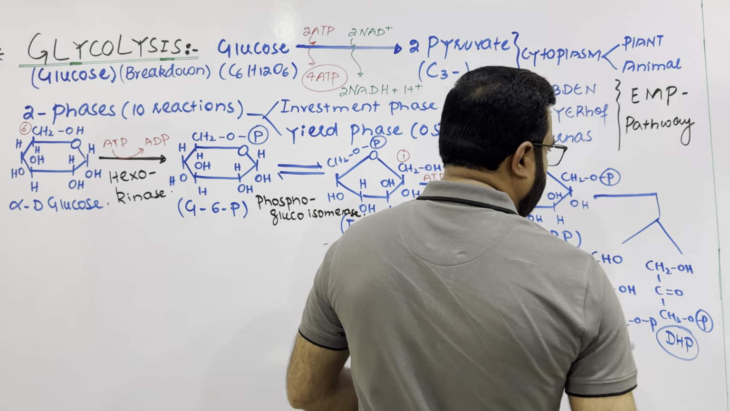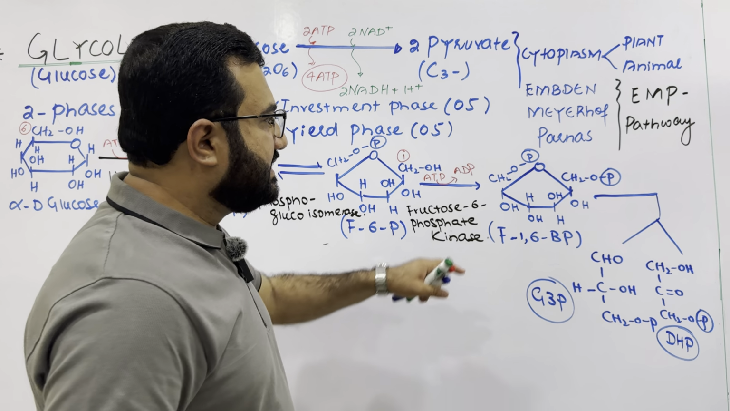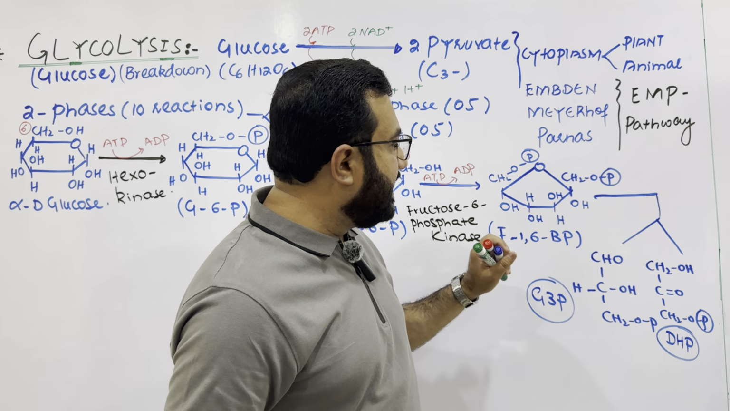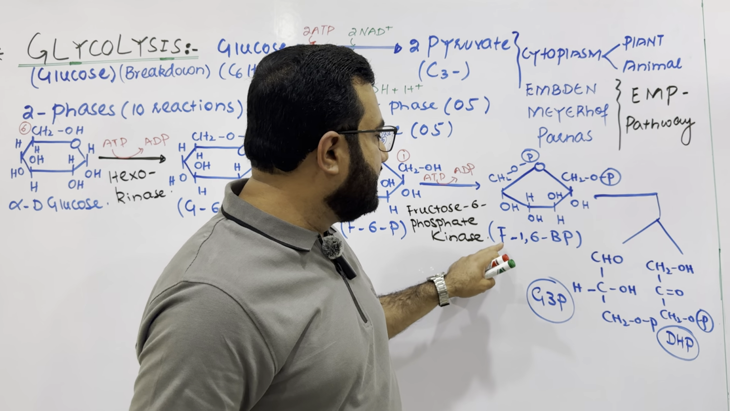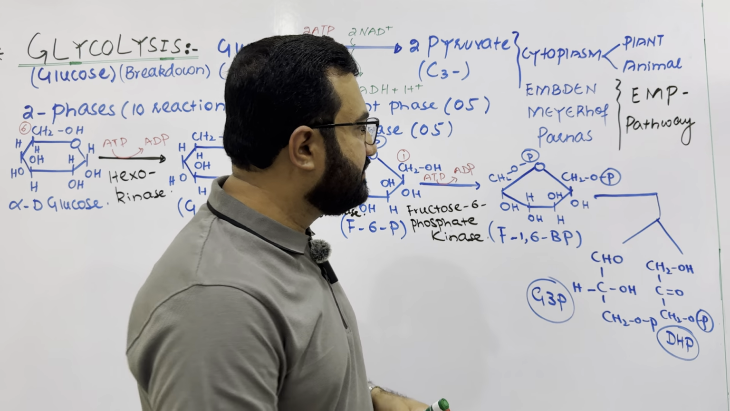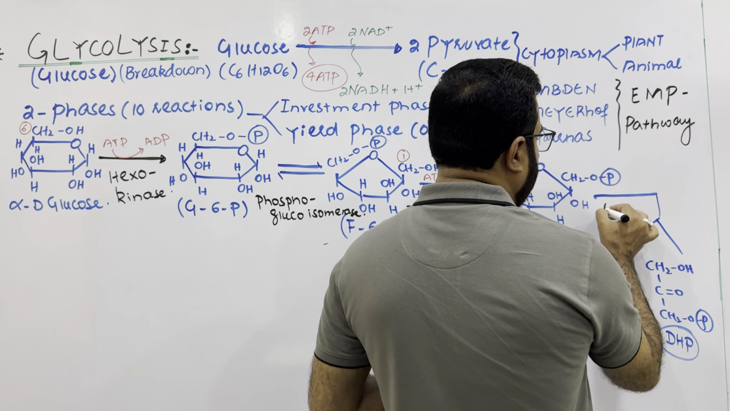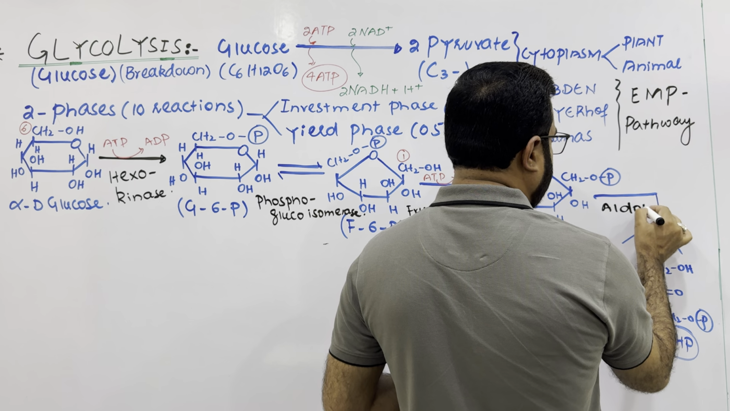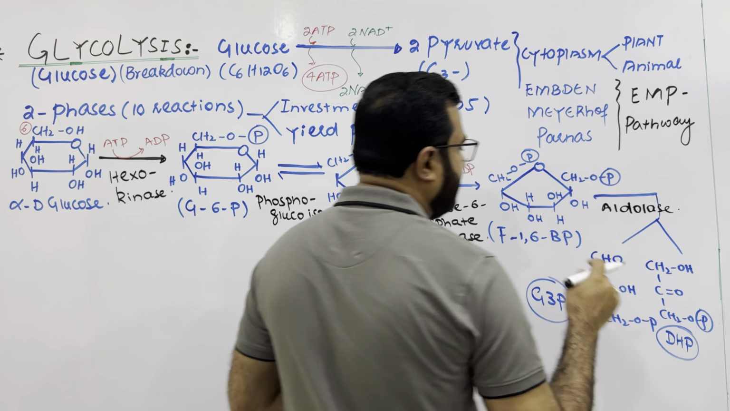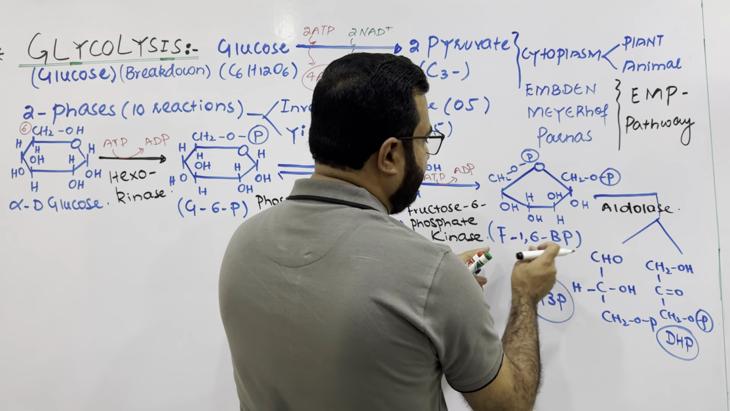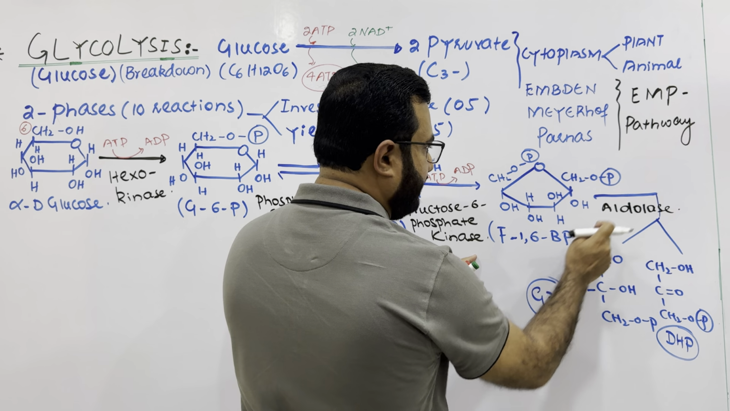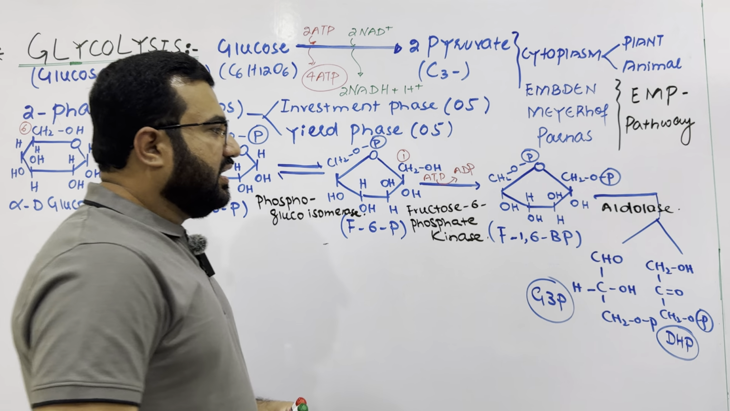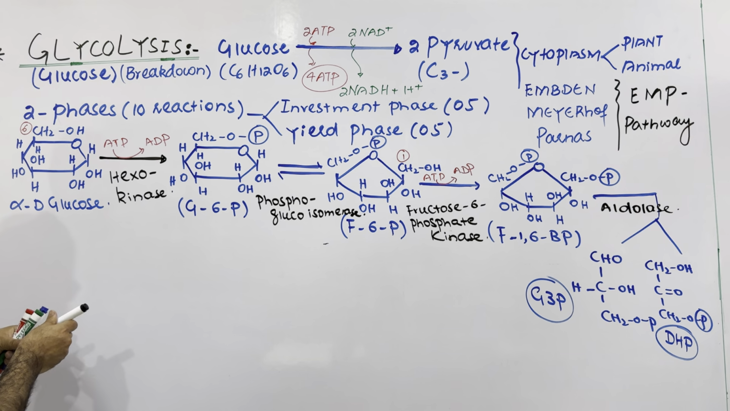So a hexose is converted to two trioses, which are functional group isomers of each other. And my dear students, now this reaction will be catalyzed by an enzyme called fructose 1,6 biphosphate aldolase. So its complete name of this enzyme will be fructose 1,6 biphosphate aldolase. Now, my dear students, this was the step 1 of this glycolysis.